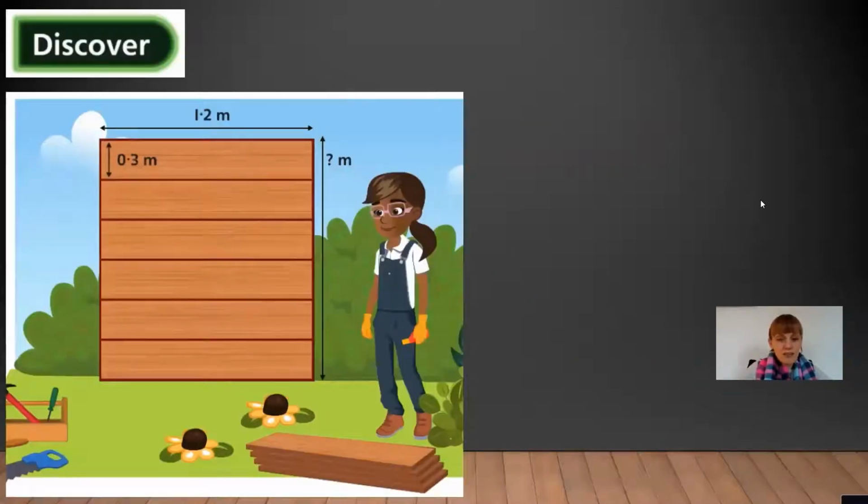Now here's our discover. This girl here is building a fence. Now she wants to ultimately have a nice long fence, and what you can see on the picture is one panel. You can see that one panel is 1.2 meters wide. We don't know the height, but we know that each plank of wood has a width of 0.3 meters.